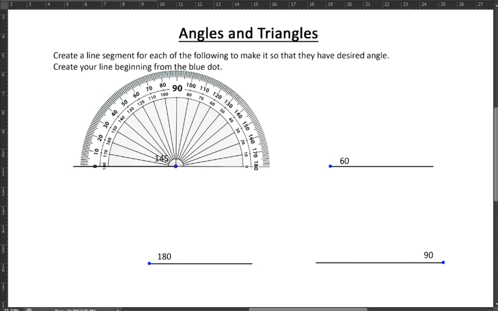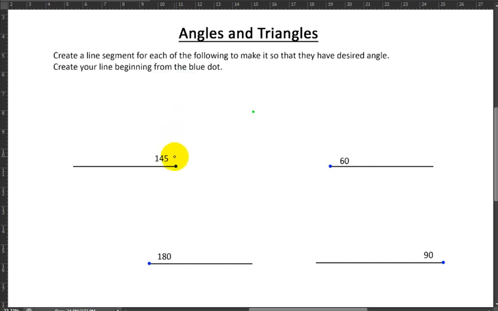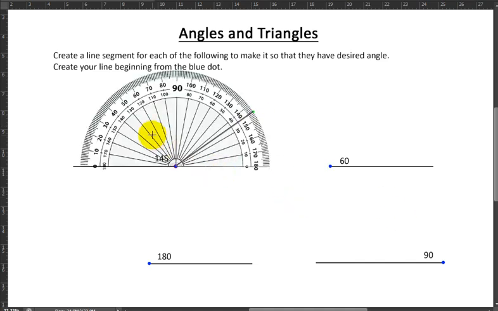Sorry, guys. I'm going to remove the protractor. Okay, there we go. And then I'm going to make a line from the blue dot up until the green dot, and then there we go. If I take a look at my protractor now, there's a 145 degree angle.